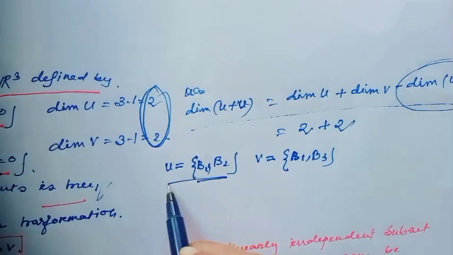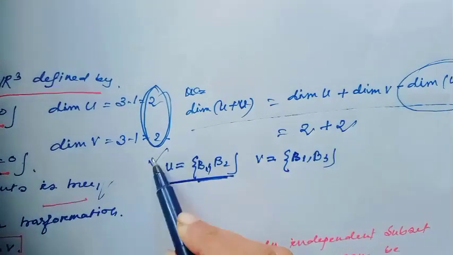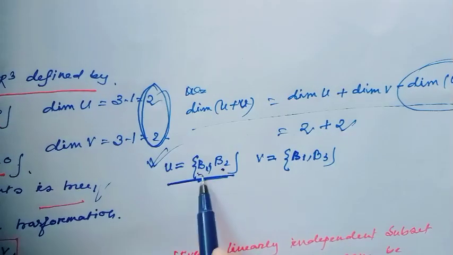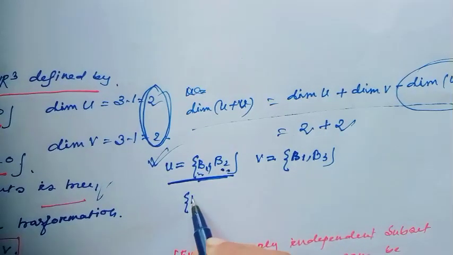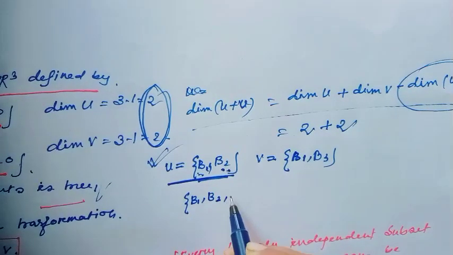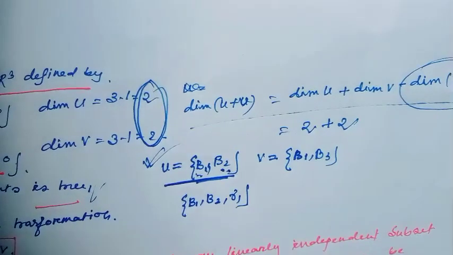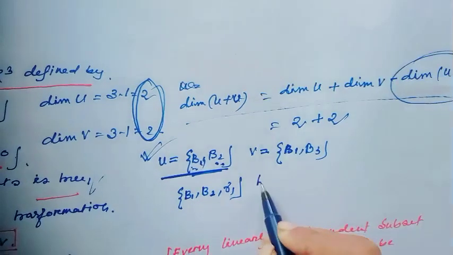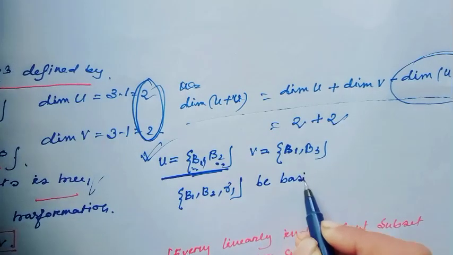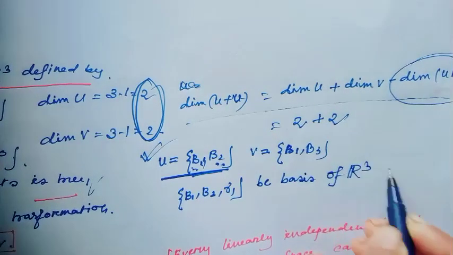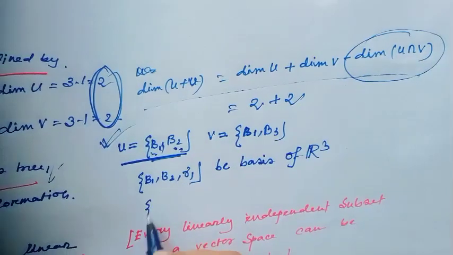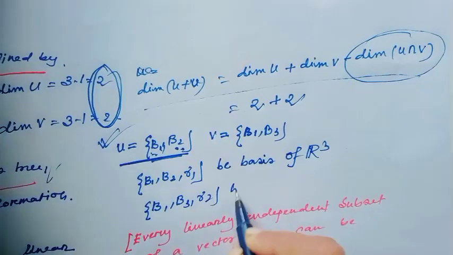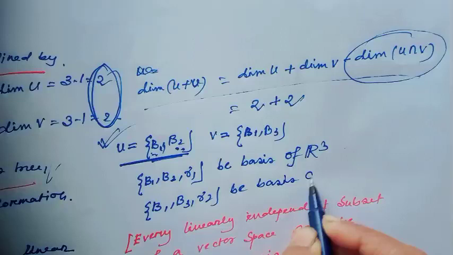since this is the basis of the subspace U, obviously these two vectors would be linearly independent. Also, if we add one vector gamma 1 to this basis, then by the extension theorem we can tell this is the basis of R cube. Similarly, by the extension theorem, if we add one vector here also, beta 1, beta 3, gamma 2, this is the basis of R cube.